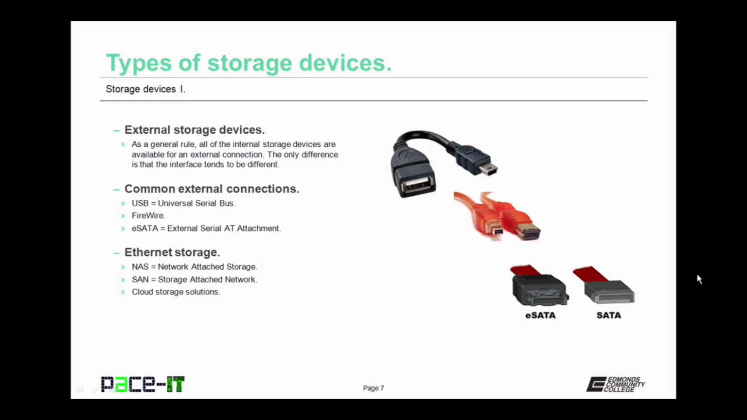Other types of external storage devices would be the Network Attached Storage, the NAS. There's also the Storage Attached Network, the SAN. More than likely, you will not find these in your average small office, home office, but you can find them in the enterprise environment. Then there are also cloud storage solutions, which tend to be a type of storage attached network. And as a rule, these all involve transferring your data over Ethernet.